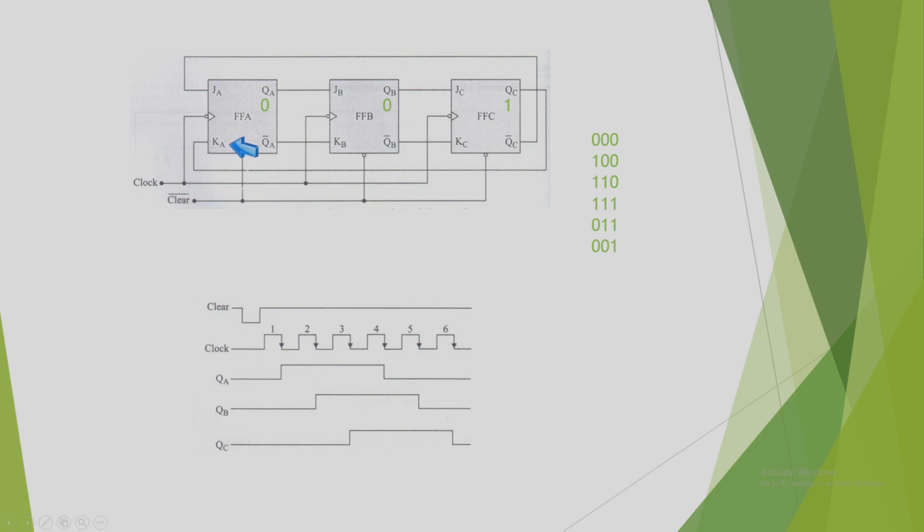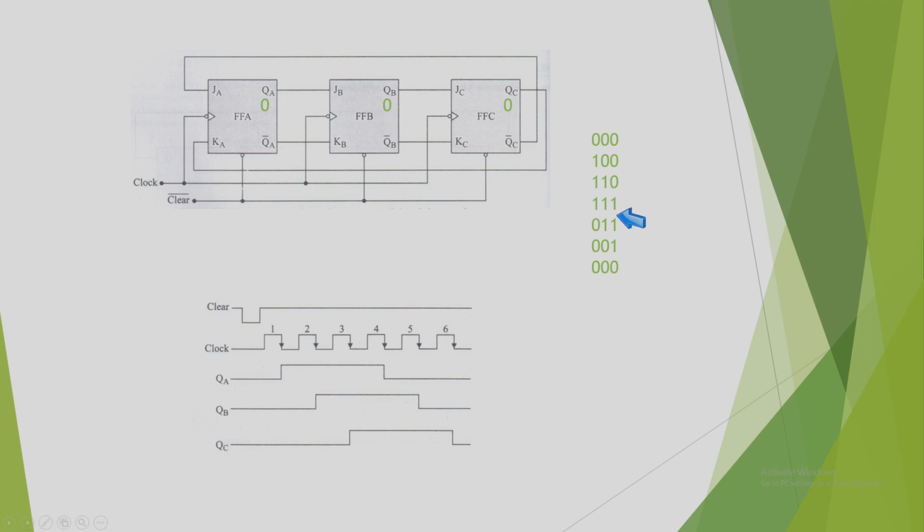And after this, on the next negative edge, you can see this flip-flop has 0 at JA and 1 at KA, so it is again ready to reset. This flip-flop will also be in a position to be reset. Now this flip-flop also gets 0 input at JC and 1 input at KC, so it will also be reset to 0. So at the next negative edge, this will be the state 0, 0, 0, right?